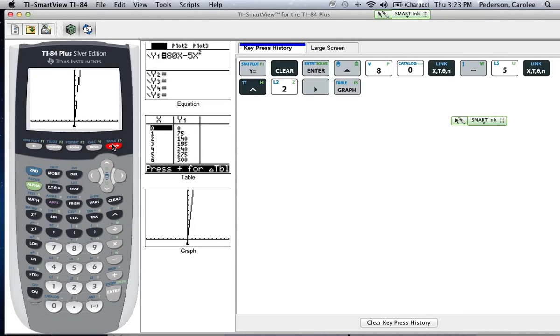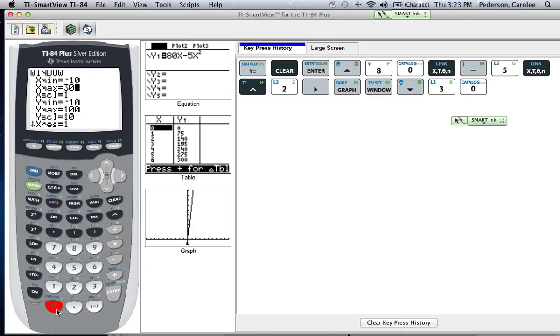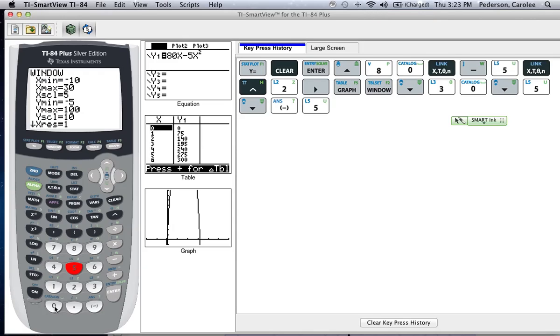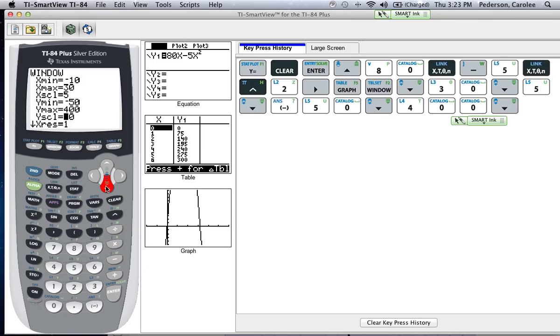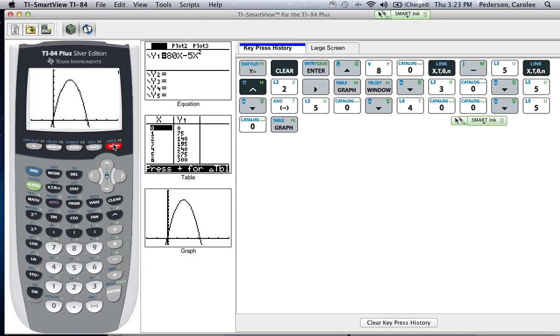The problem is my window is not set up, so I have to go ahead and change that window. It looks like kind of a line right now. So I'm going to change my x from -10 to 30, and then I'll change my scale to 5. And then my y minimum, let's do -50 to 400, and then my y scale is every 50. And then let's graph it.